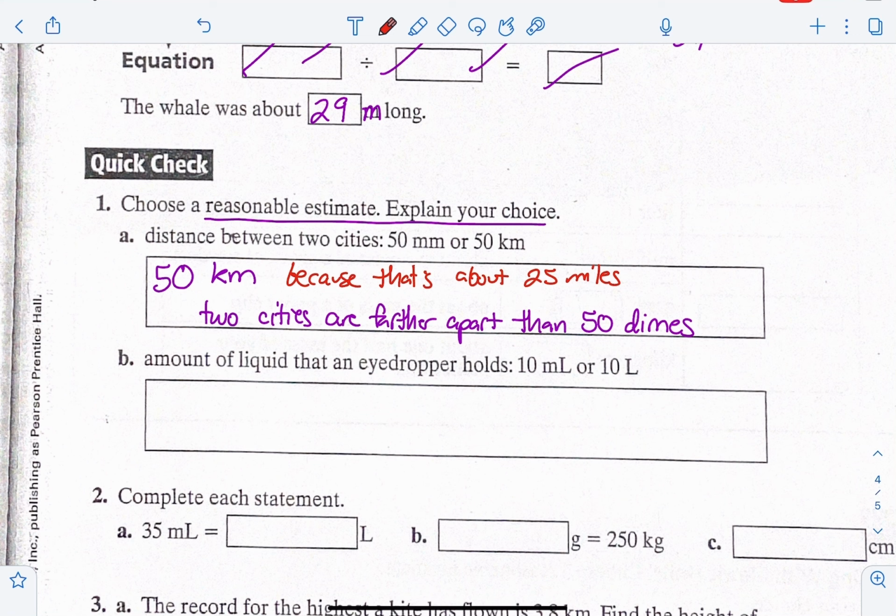So you can say why it's 50 kilometers because kilometers make sense and give a reason kilometers make sense. Or you could say why it's 50 kilometers because 50 millimeters does not make sense. So there's lots of ways you could go with that.